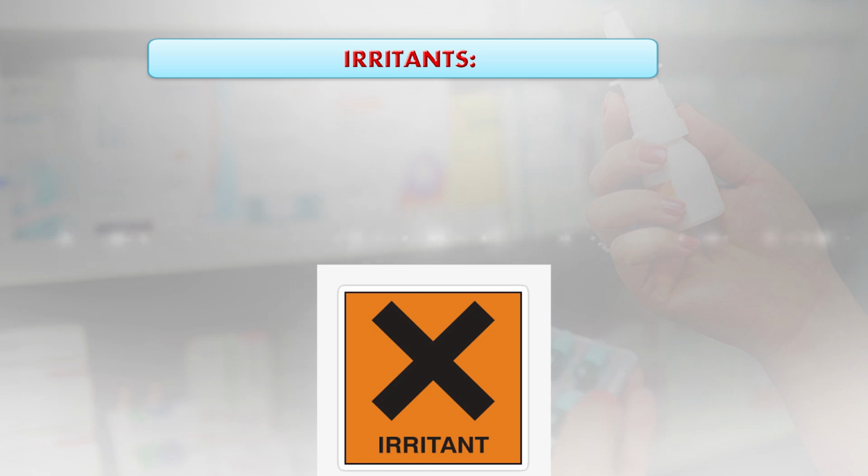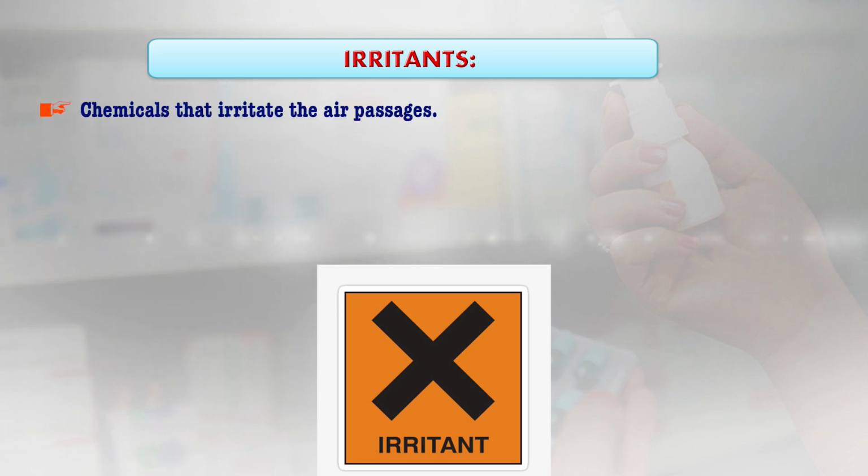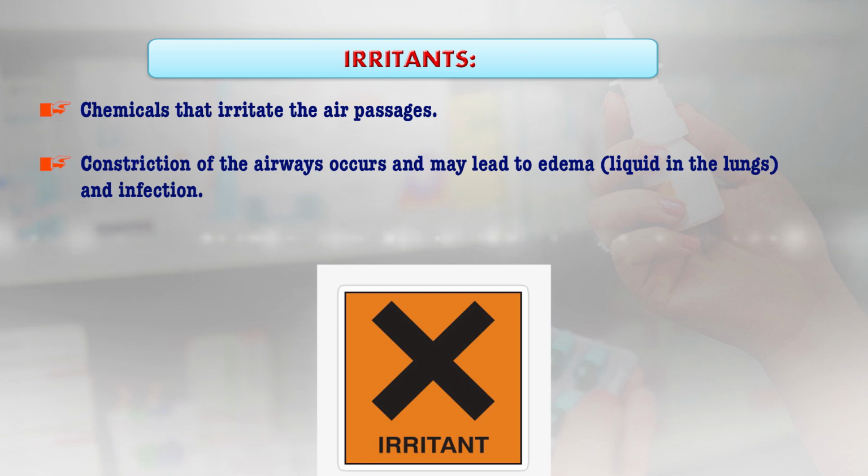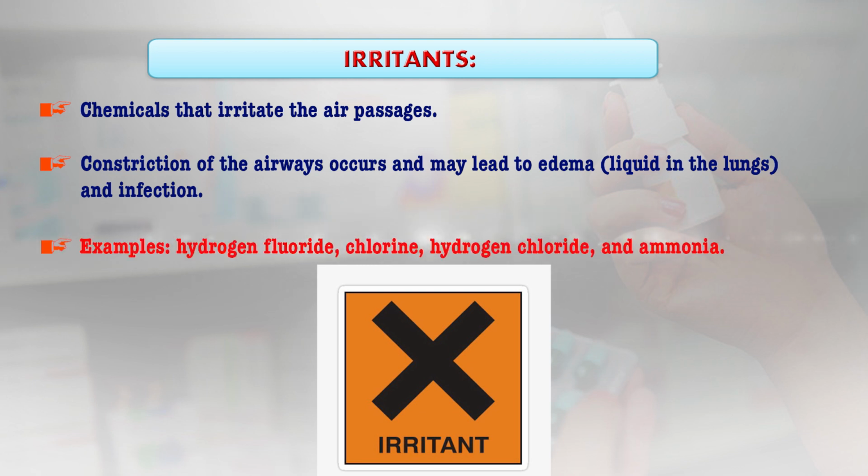And the next one is the irritant. What type of chemicals irritate us? Irritants of the tract are chemicals that irritate the air passages, causing constriction of airways that may lead to edema, that is, liquid in the lungs, and also infection, like hydrogen fluoride, chlorine, hydrogen chloride and ammonia in combination.